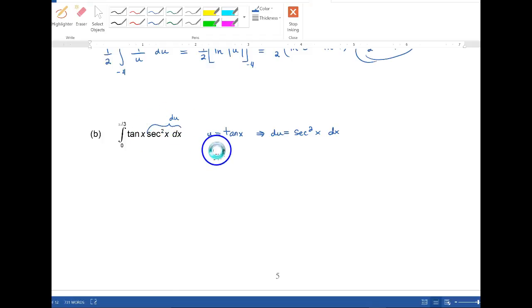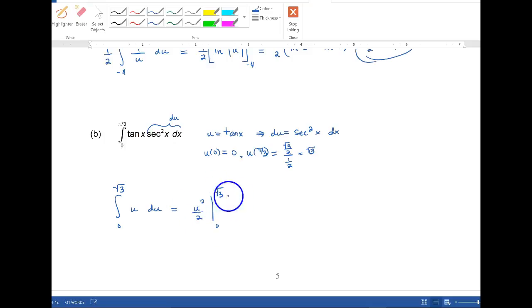Now I'm going to change the bounds at the same time. So u of 0, so tangent of 0 is 0. And then u of pi over 3, so tangent of pi over 3, so that's going to be sine of pi over 3 over cosine of pi over 3, so that gives us root 3. Now I'm going to rewrite this. My bounds are now from 0 to root 3, and then I just have u du. So I get u squared over 2 evaluated from 0 to root 3. So I have root 3 squared over 2, which gives us 3/2.